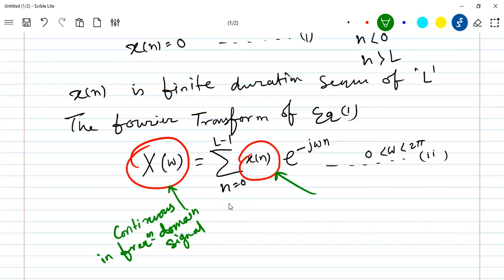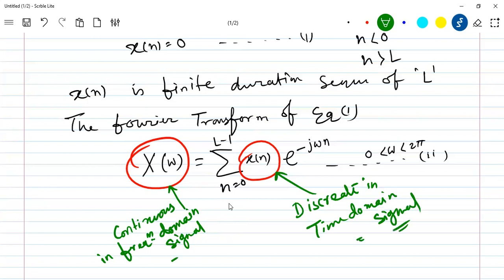Exactly, this is the discrete time signal, a discrete time domain signal. Good. So this DFT means the signal will be discrete time, but in the frequency domain, just a second.